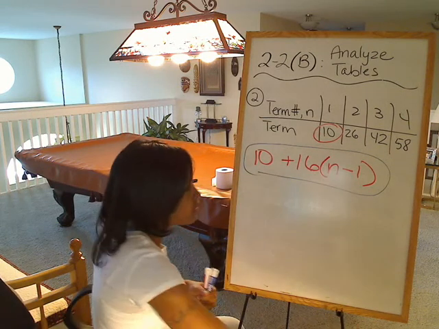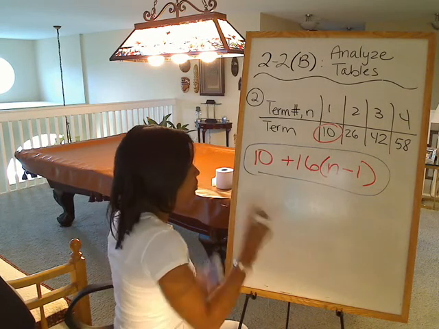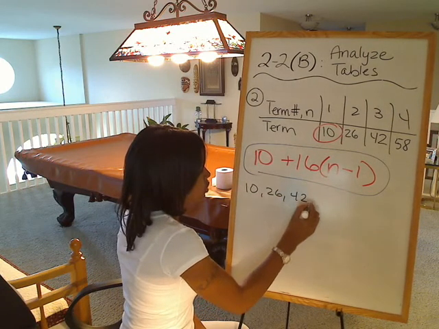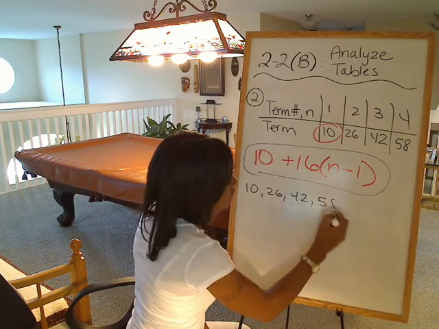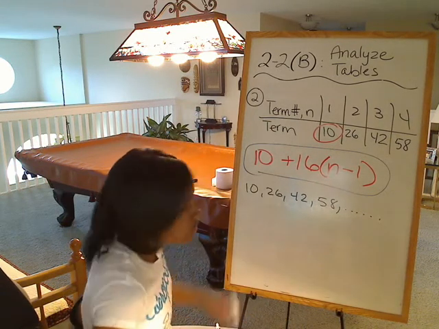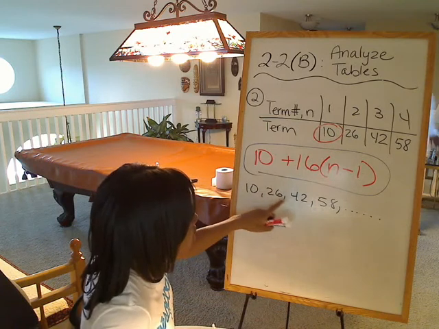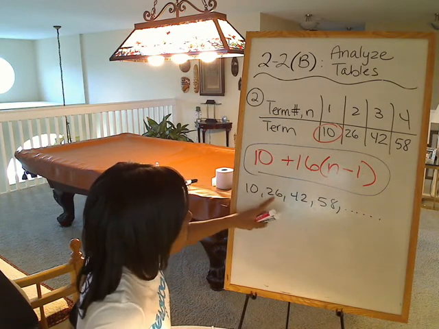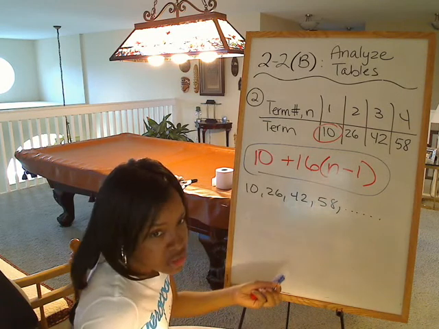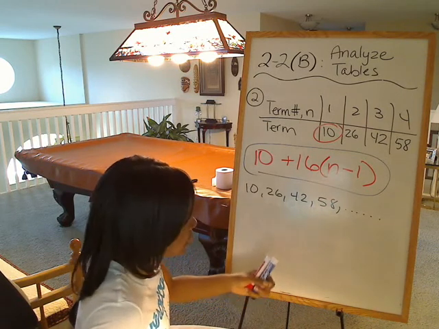So right now, this is the sequence. 10, 26, 42, 58, and you need the next 3 numbers. So this is the first term, the second, the third, and the fourth term. You need the 5th term, the 6th term, and the 7th term.